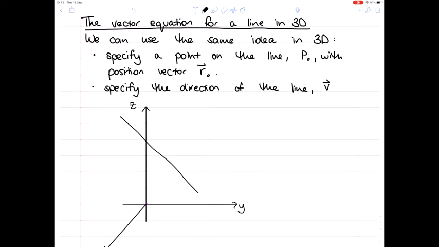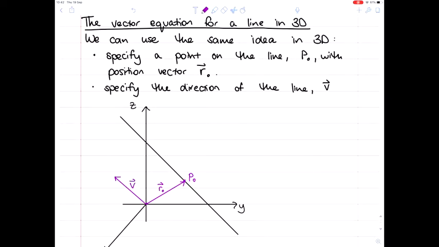So here we've got the line that we're trying to find an equation for. And what we're going to do is specify a point on the line, which we're going to call P0. And this point P0 has position vector R0. And then instead of using just a single number to describe the slope, we need to specify the direction. And for that we can use a vector v. So I'm going to show the vector v starting from the origin, but remember we can move vectors wherever we need them to.